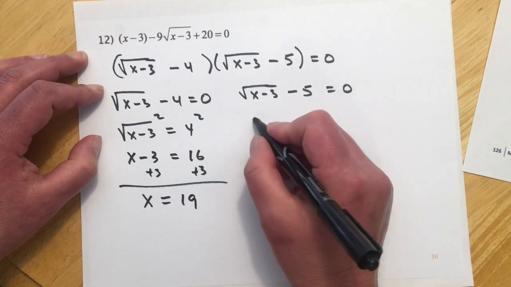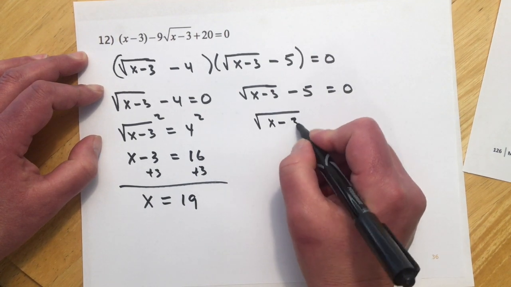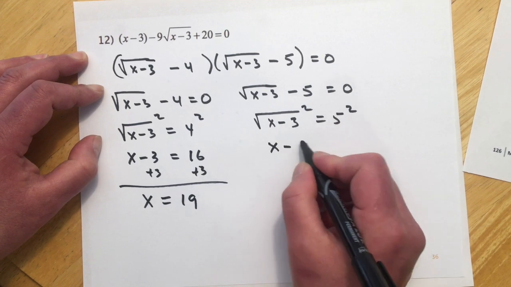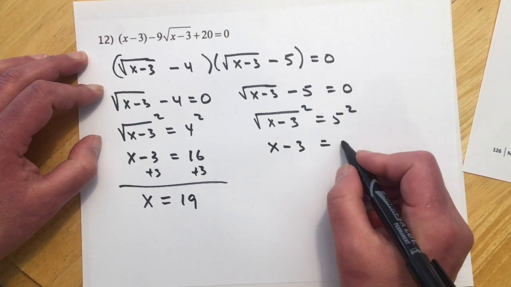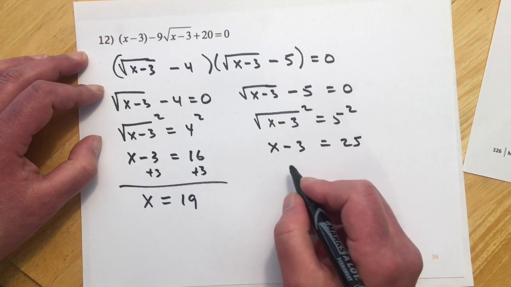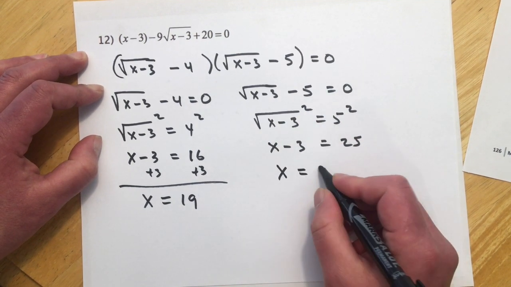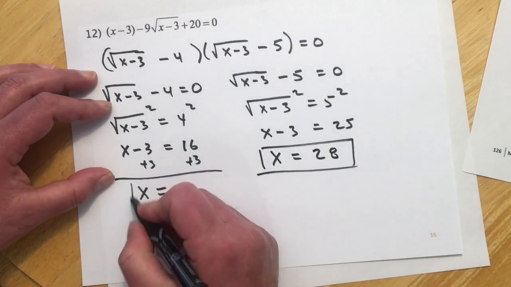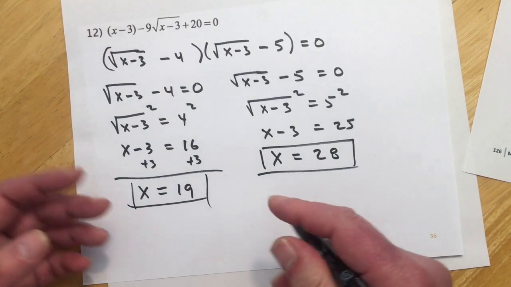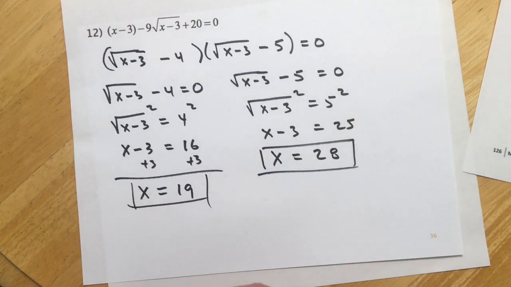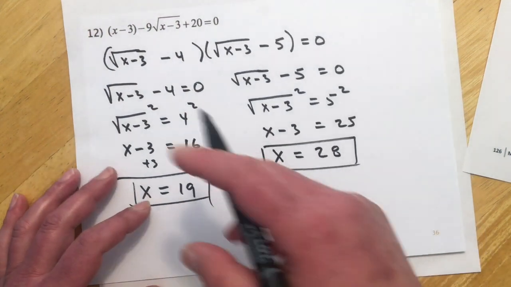And here I'll add this 5. Root x minus 3 equals 5. Square both sides. x minus 3 equals 25. And notice nothing happens here because the square is just undoing that root. And then x equals 28. So on these ones, they can have no solutions, 2 solutions, 1 solution. Just depends on the signs in the quadratic piece.